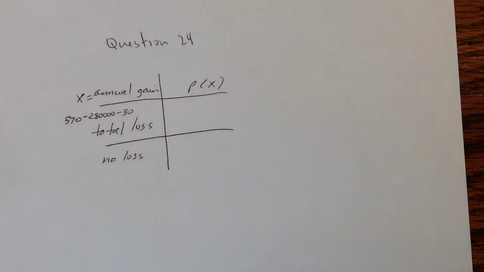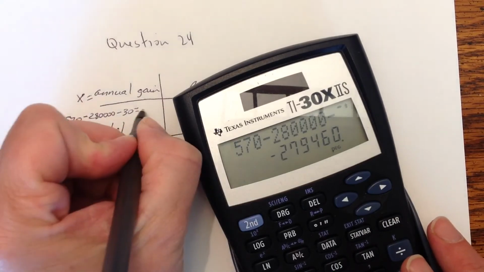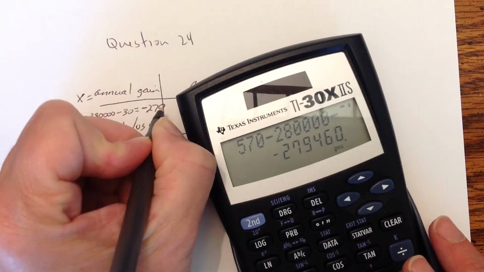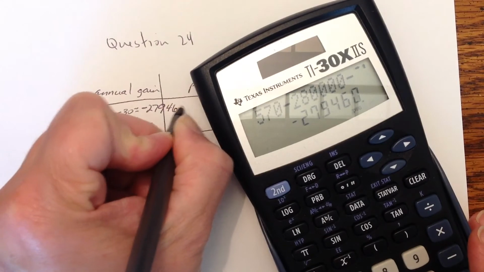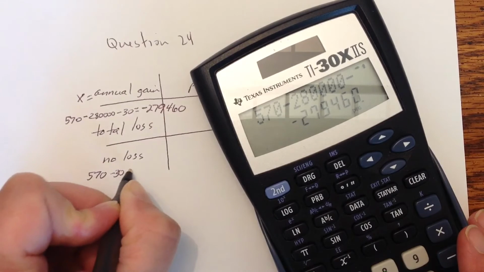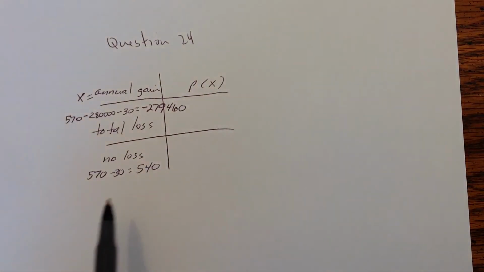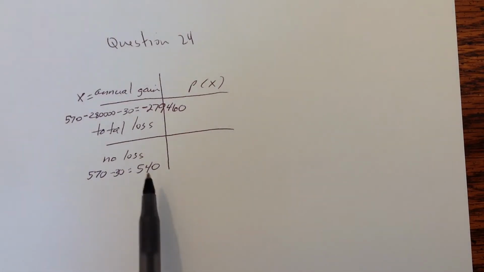And so you're going to do that with your calculator and get a number. So you're going to take 570 minus 280,000 minus 30, and you're going to get negative 279,460. Now, no loss would be 570 minus the $30 that they pay to service the policy. So they could make 540, they being the insurance company.